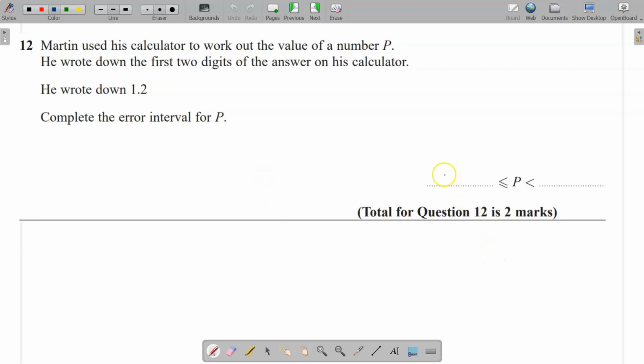Okay, so the lowest number it could have been was 1.2. Okay, because otherwise he would have been writing down 1.1 if it was lower than 1.2. Okay, and the greatest number could have actually been 1.299999. But because it's less than, what we do is we say it's less than 1.3, which would take you up to, but not including 1.3. And that's the error interval when a number's been truncated.